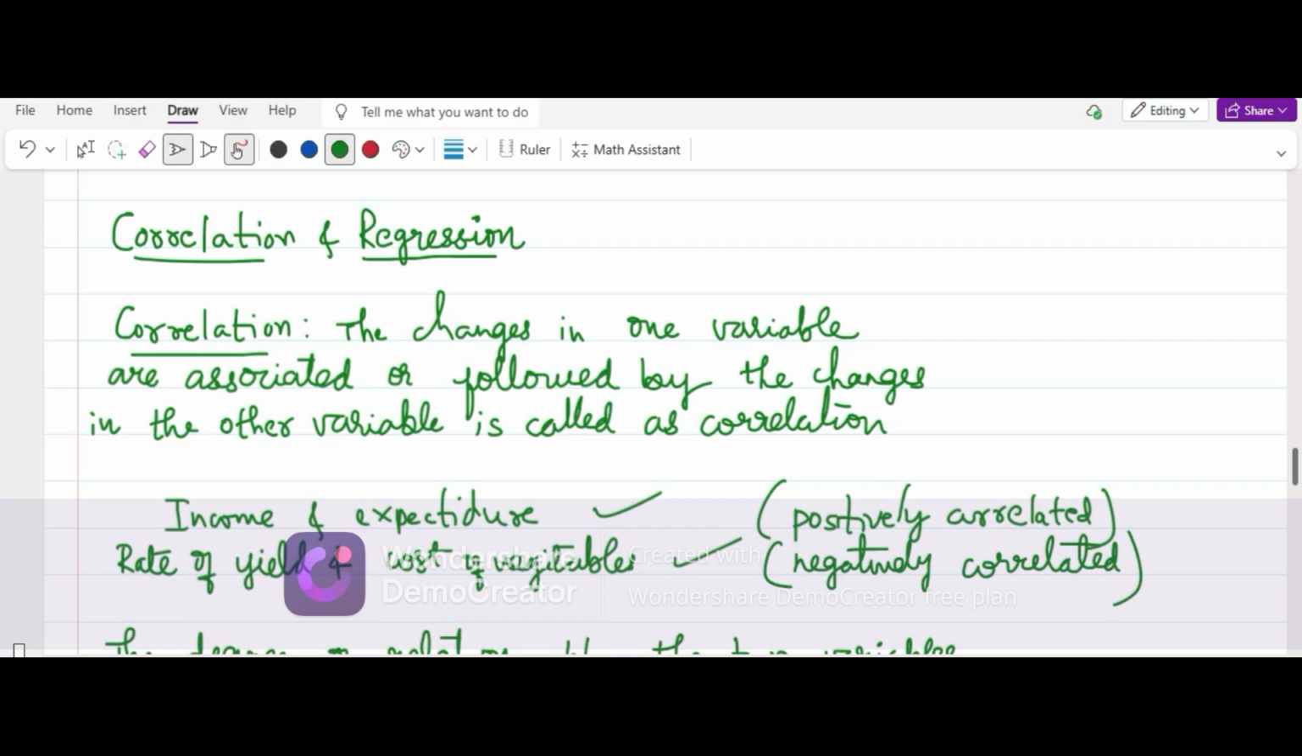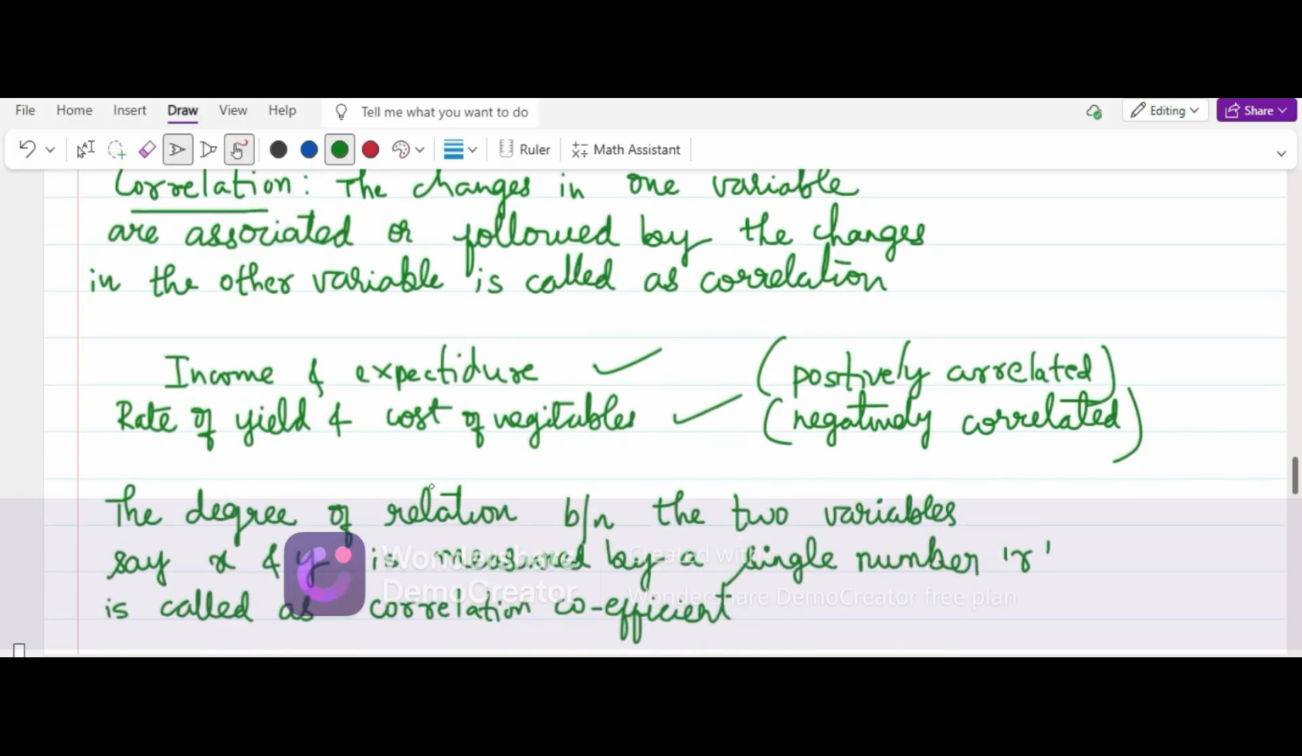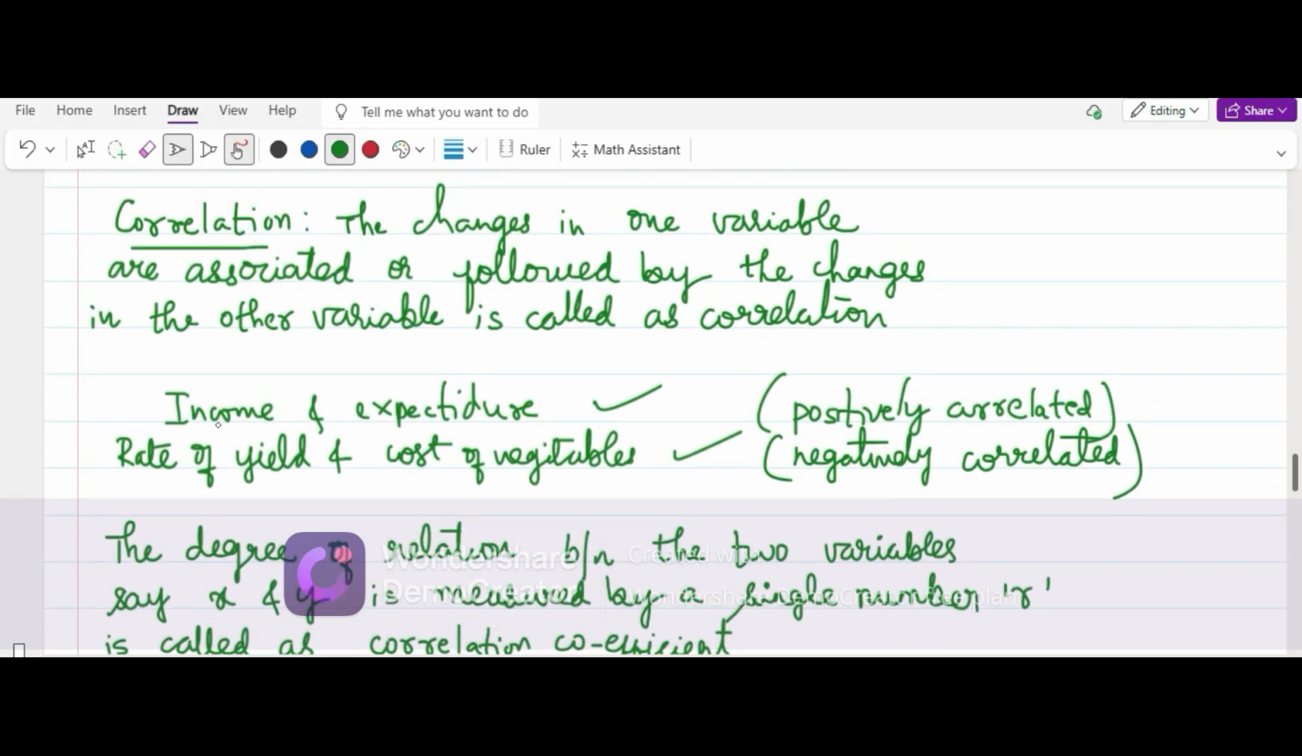Okay, so we are defining correlation and regression here. First, let us define a correlation. Correlation means that the changes in one variable are associated with or followed by the changes in the other variable. For example, we can consider income and expenditure. If your income is high, expenditure is also high. So I can say that income and expenditure are two variables which are correlated in a positive manner.